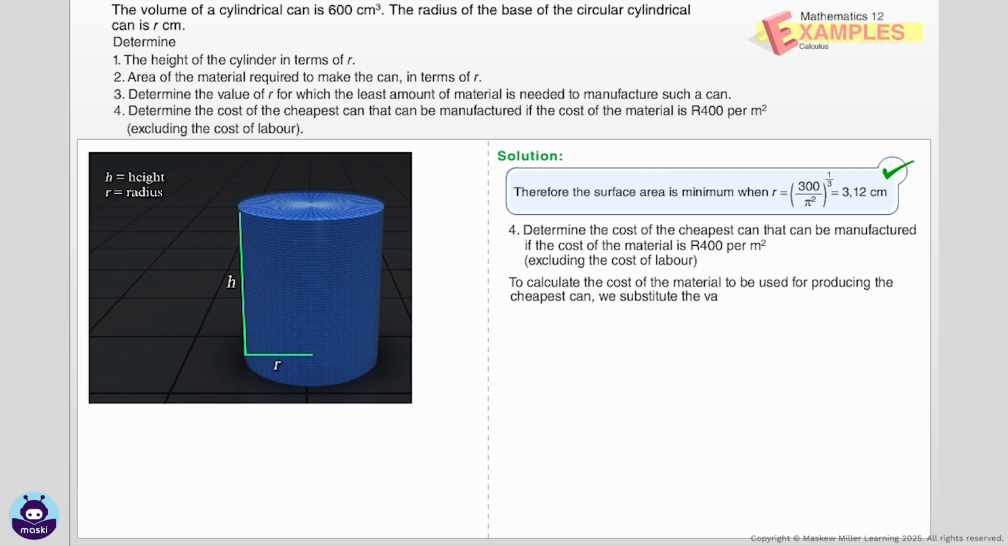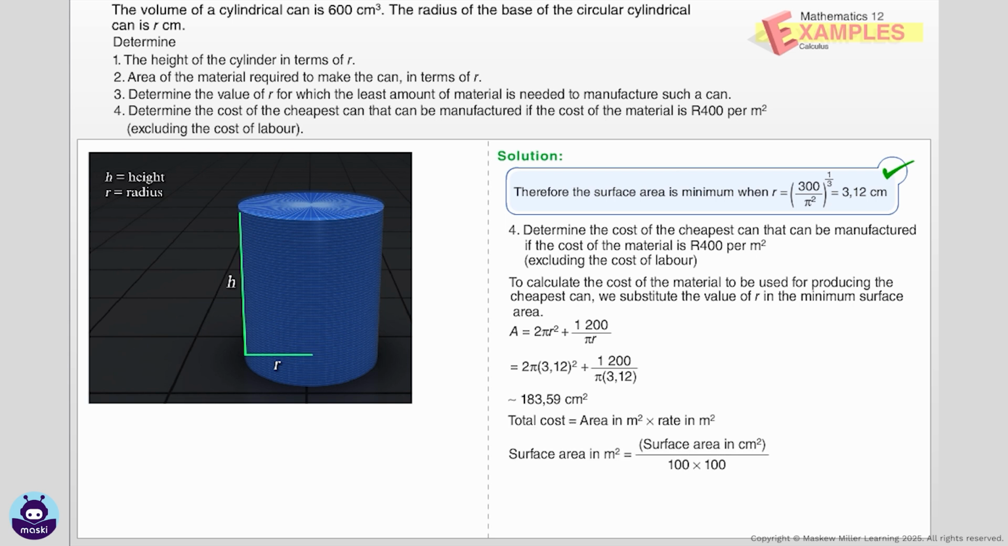To calculate the cost of the material to be used for producing the cheapest can, we substitute the value of r in the minimum surface area. Approximately equals 183,59 square centimeters. Now the total cost can be determined by multiplying the surface area by the rate.